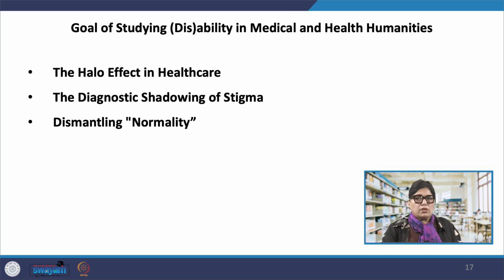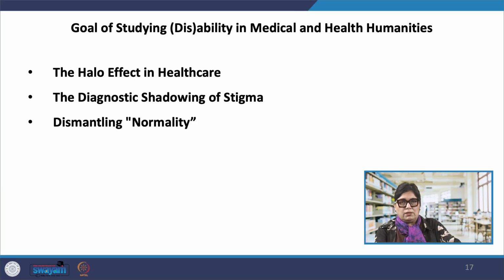The diagnostic shadowing of stigma: patients with visible facial anomalies, physical disfigurements, or physical disabilities are often subjected to societal discomfort. Their physical appearance acts as a deforming mirror, where healthcare providers might treat them with immediate pity, lower expectation of agency, or hyper-focus on their outward deficit rather than their actual systemic health choices.